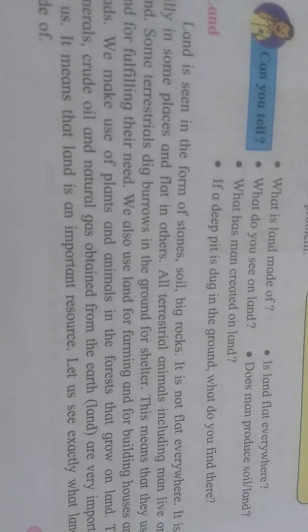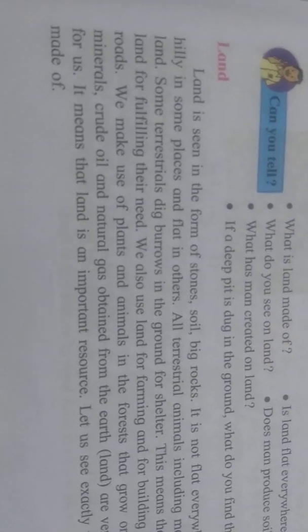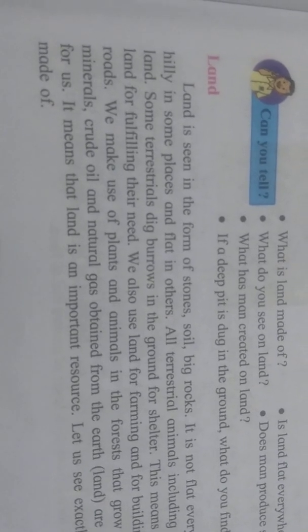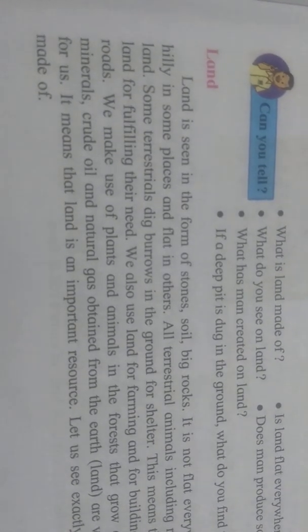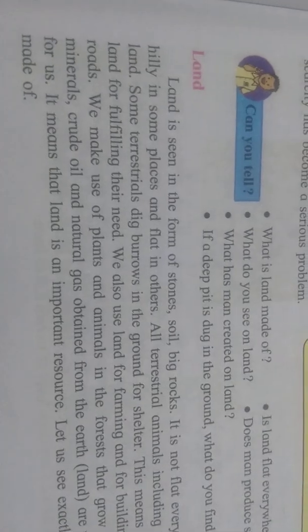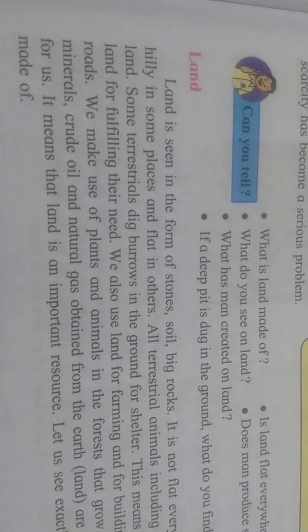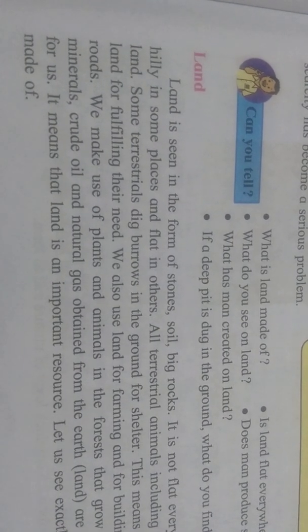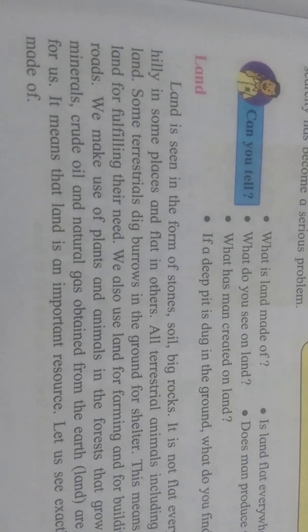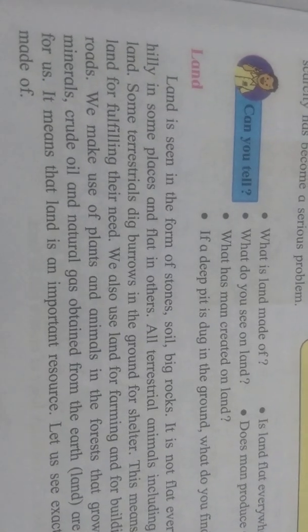Let us see exactly what land is made of. As you know that we are getting food from plants and that plants grow on the land. We are using the land for building houses or for constructing the roads. We are getting minerals and crude oils from the land only, right? Okay.